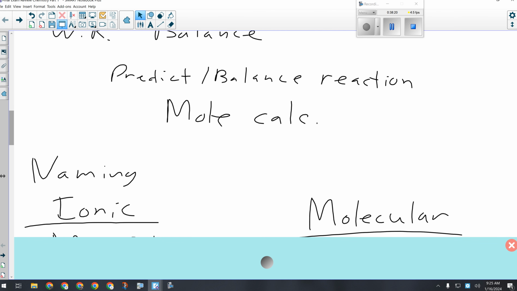Naming, know your ionic and molecular rules as well as properties. I would also say that we went over the scientific method a little bit in the chemistry unit. So if I were to describe an experiment to you, you would be able to identify the manipulated, responding, and controlled variables in that experiment. Could be a multiple choice question like that as well.